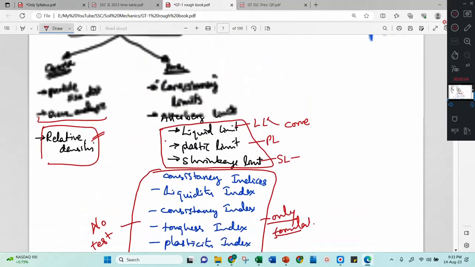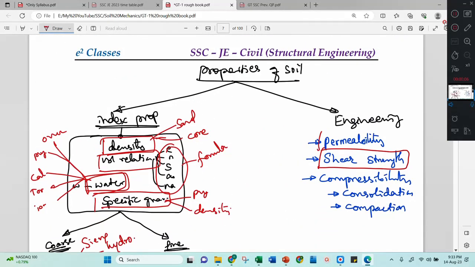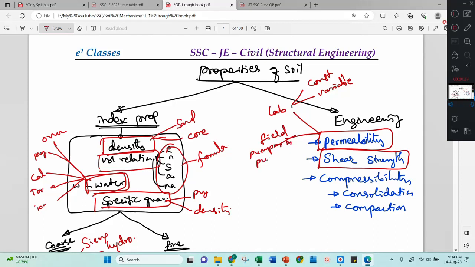Okay now, next, when you come to permeability, we have many tests. First one is laboratory tests: constant head method, variable head method. Then we have field tests like pumping in test, pumping out test.